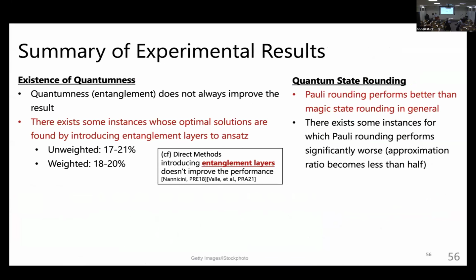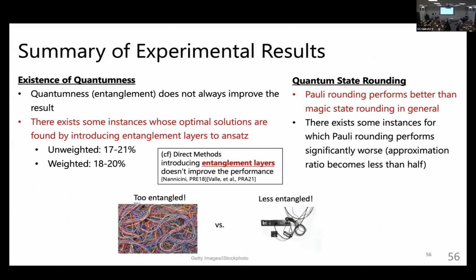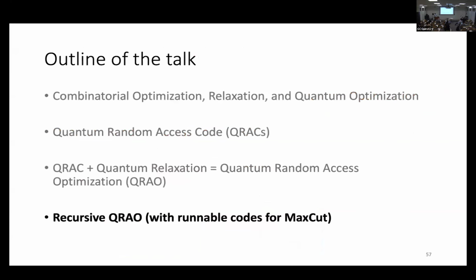So basically, entanglement is kind of complicated. Sometimes it helps, sometimes it doesn't, but we argue that it might help. Our learning here is that Pauli rounding seems not good. There are no theoretical guarantees, so it's not good in theory, but experimentally it seems to be better. So our thinking is that maybe too much entanglement is not good. Maybe you should stick with less entanglement, right? So how to do this? Okay, I'll go into the recursive approach.